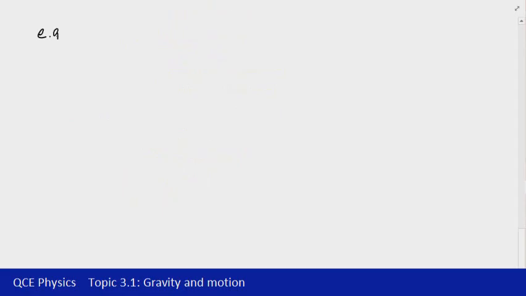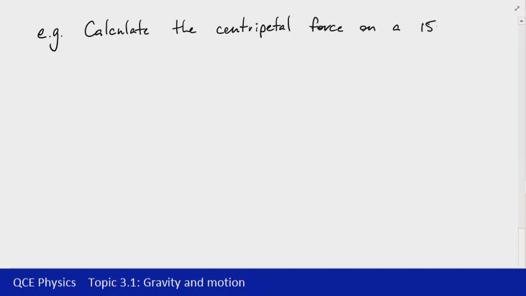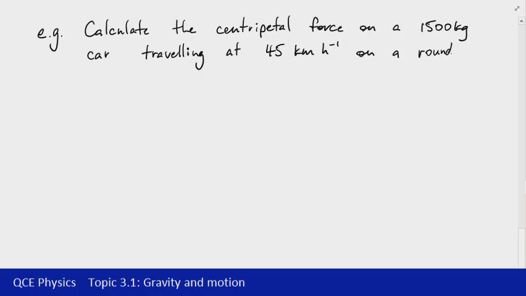So the example here that we're going to deal with is looking at calculating centripetal force. And the scenario that we're going to deal with is a car, and the mass of the car 1500 kilograms, traveling at 45 kilometers per hour, and it's traveling around a roundabout with a radius of 14 meters.